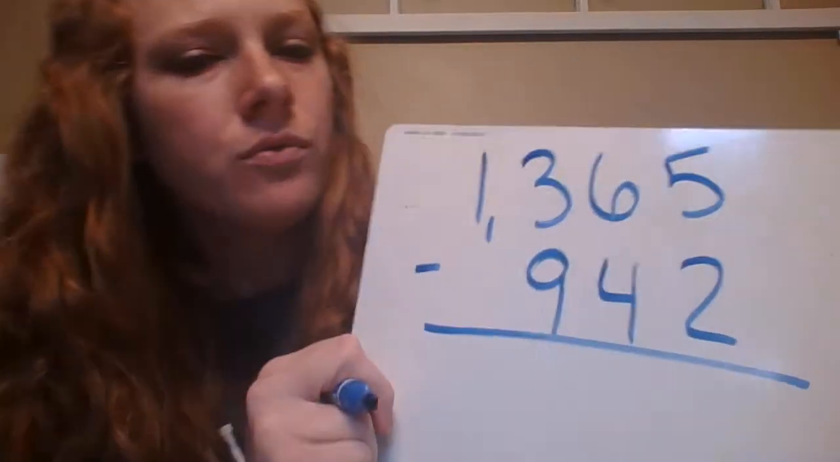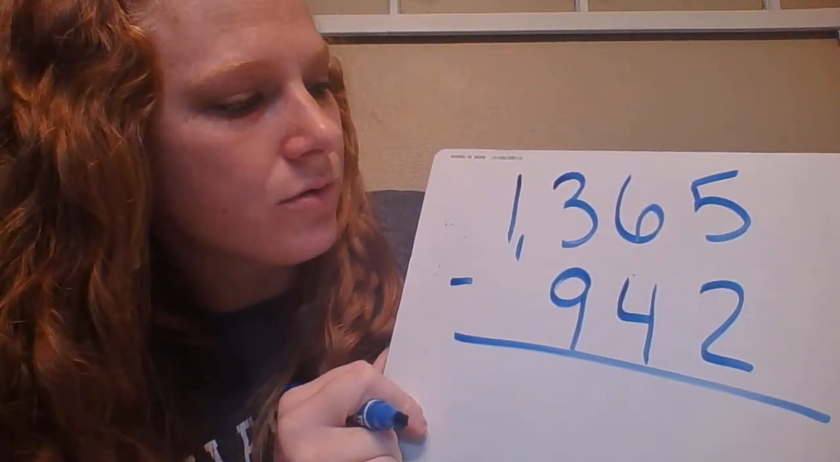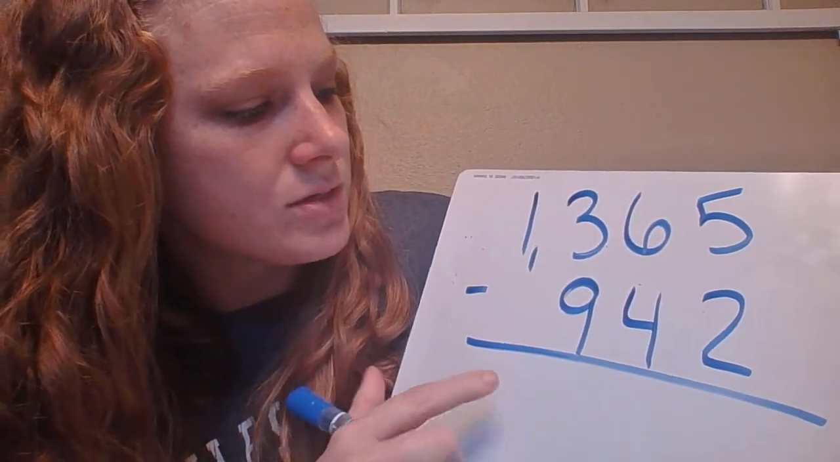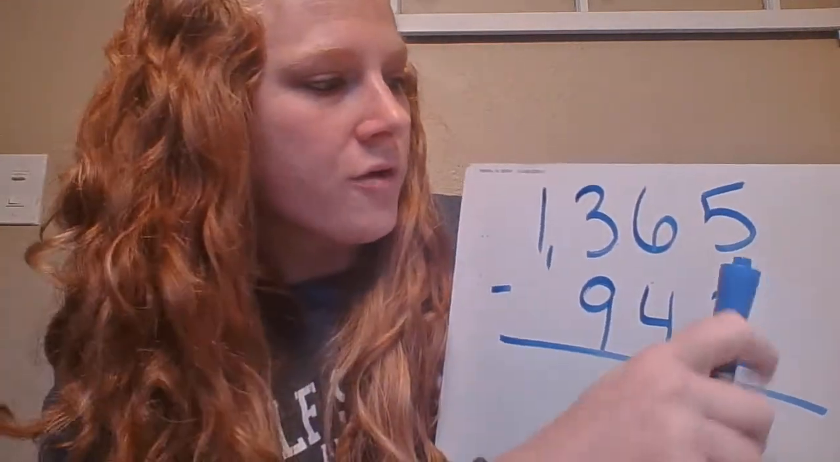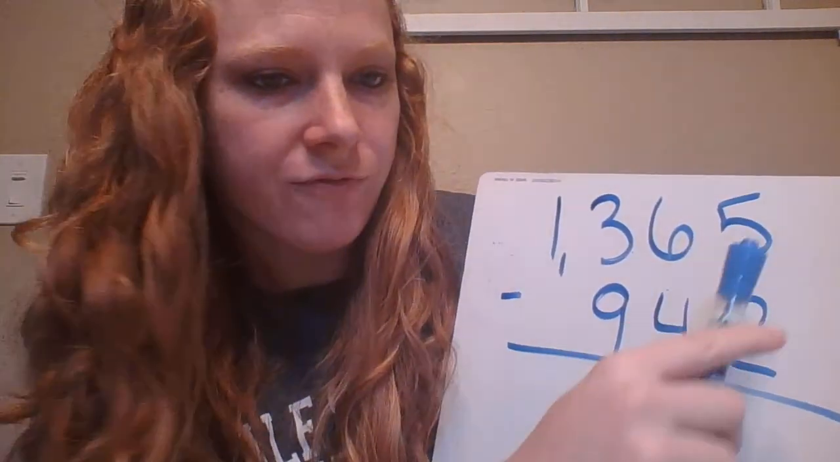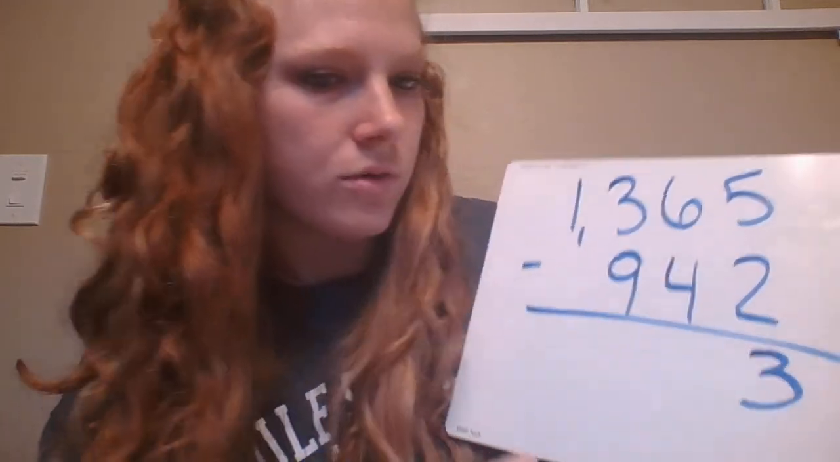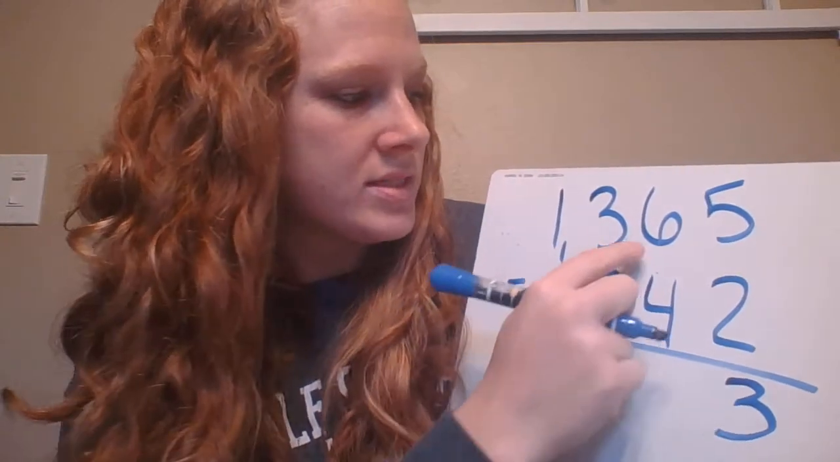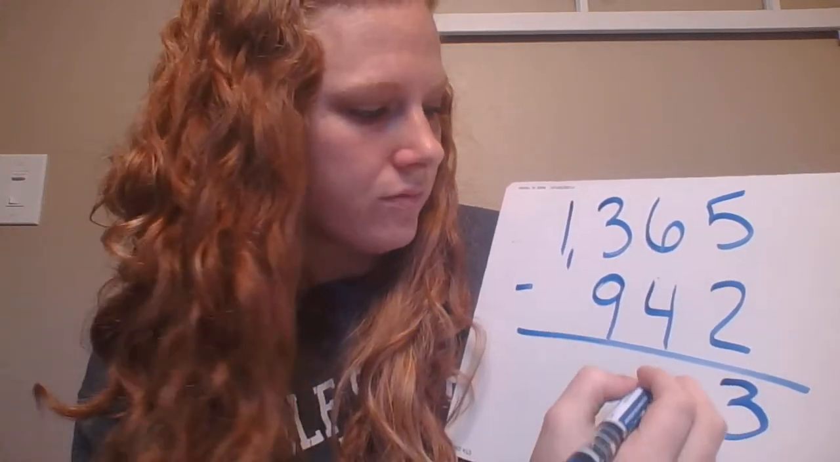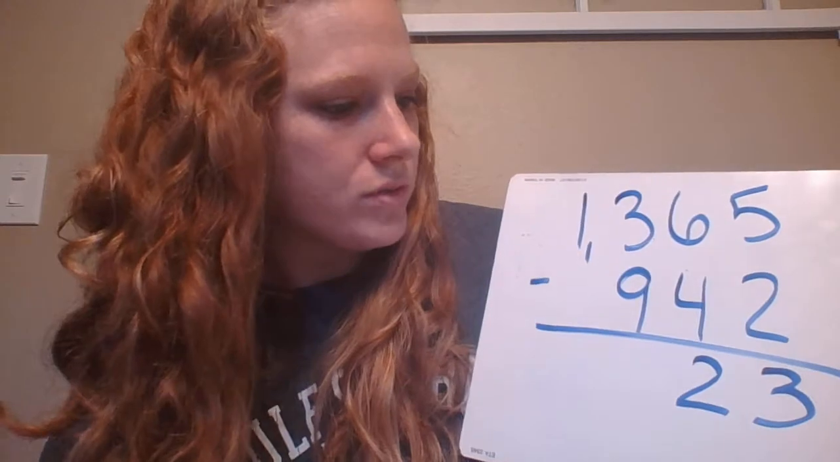Our fourth problem is 1,365 minus 942. So, 1,365 menos 942. Our first two numbers that we subtract are 5 and 2. So 5 menos 2, which is 3, or 3. Next, we're going to do 6 minus 4, 6 menos 4, which is 2, or 2.